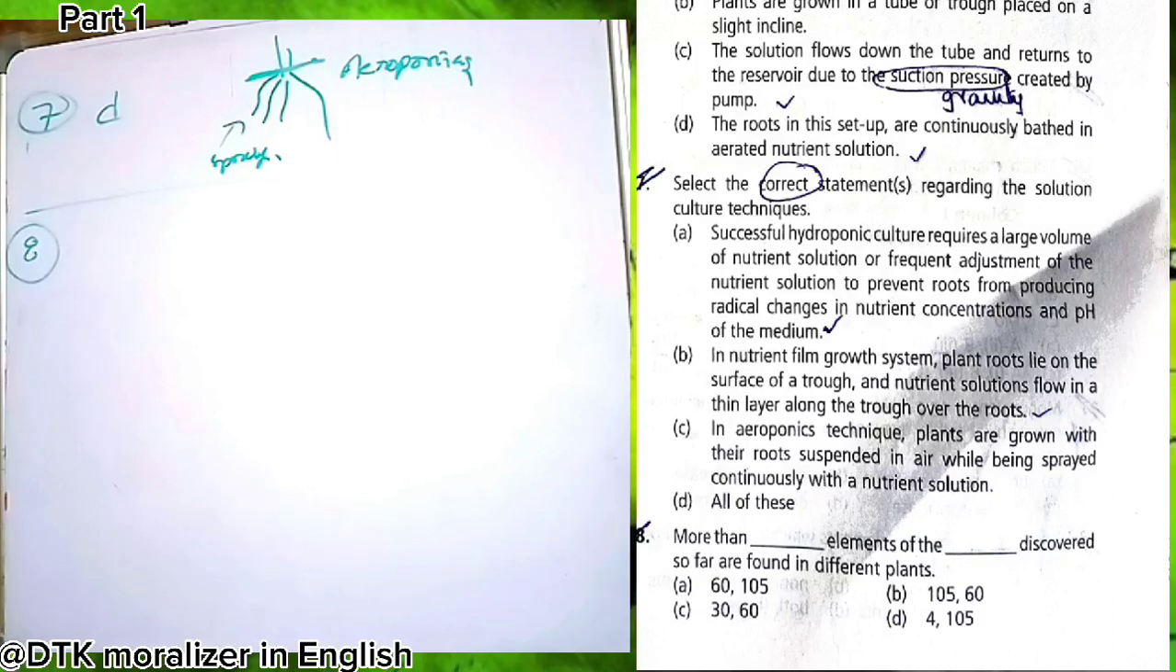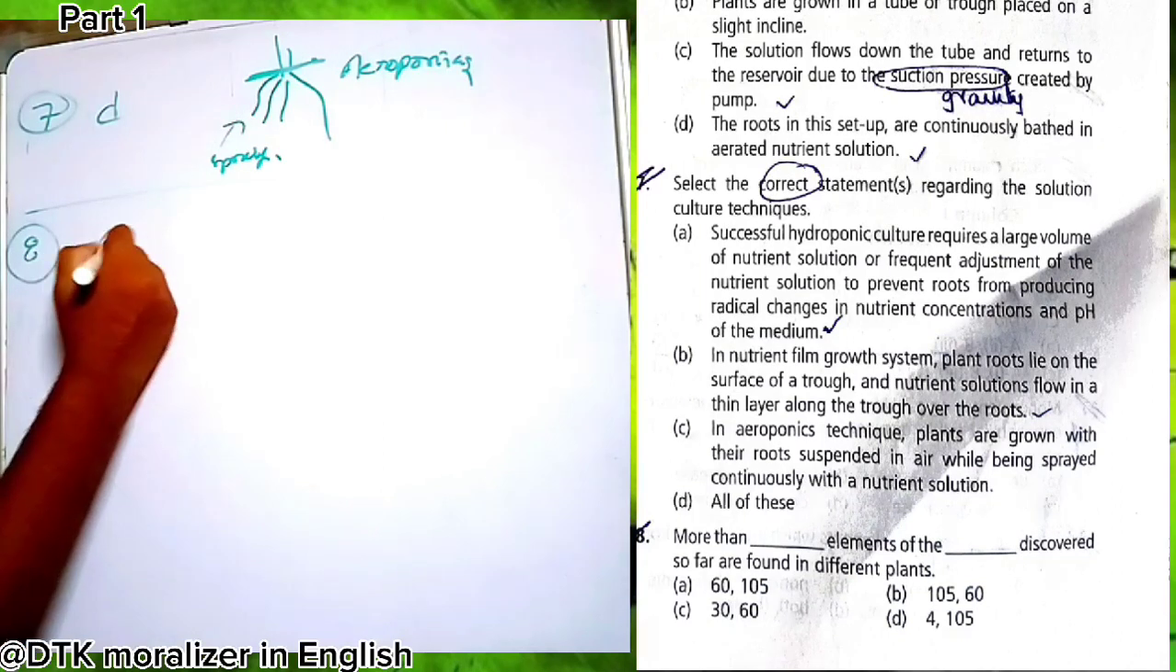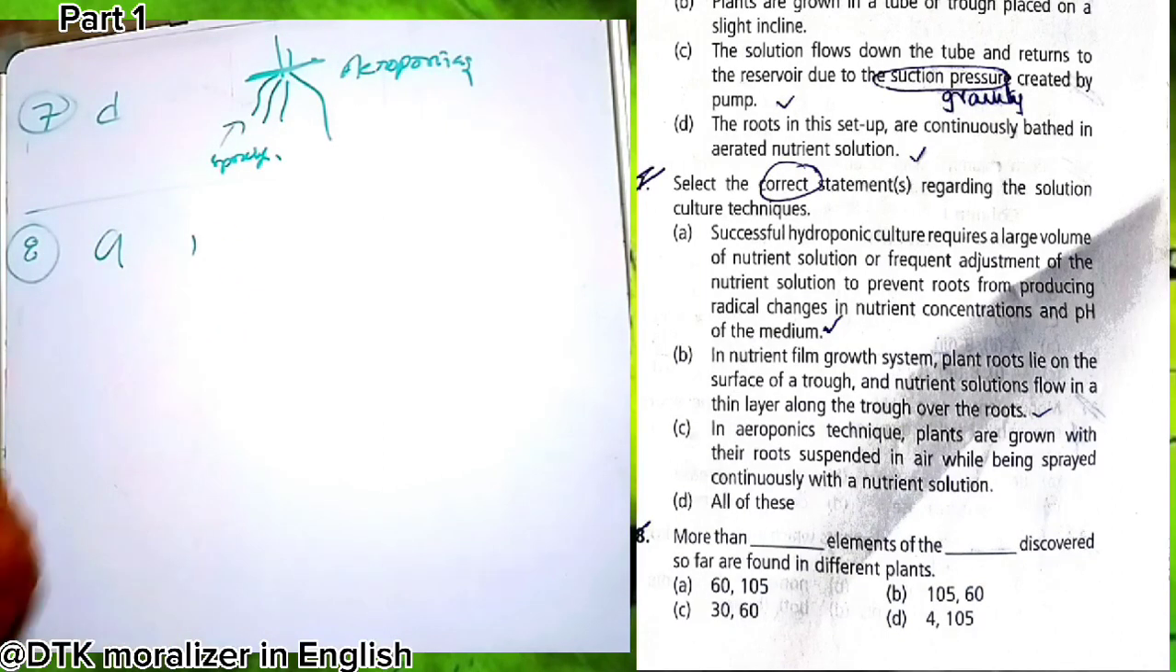Now question number 8. More than dash elements of the dash discovered so far are found in different plants. Here options are 16 105, 105 60, 30 60, 4 104. So here option A is right. 60 105.